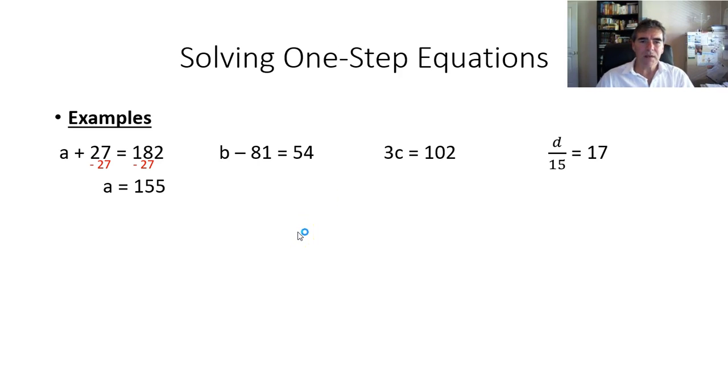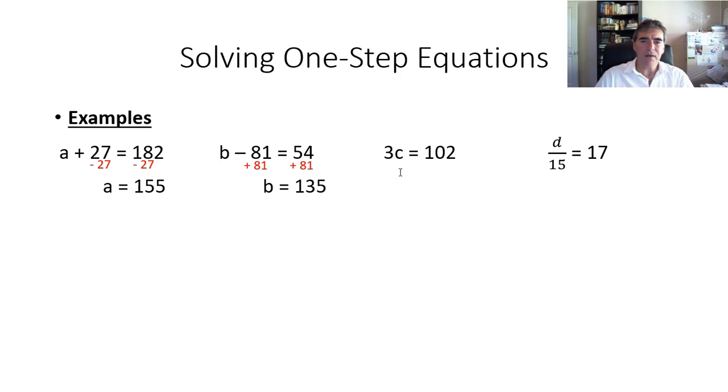So our next one, let's do the opposite or the inverse of subtract 81 to get rid of that. We want the B by itself. So let's add 81 to both sides. They will cancel out, just leave me with the b value, because minus 81 plus 81 is nothing. And 54 plus 81 will give us 135. So our b value is 135. Again, we can check it, replace it here, 135 minus 81, and check that we get 54 as an answer. And if we do, then we know that's correct.